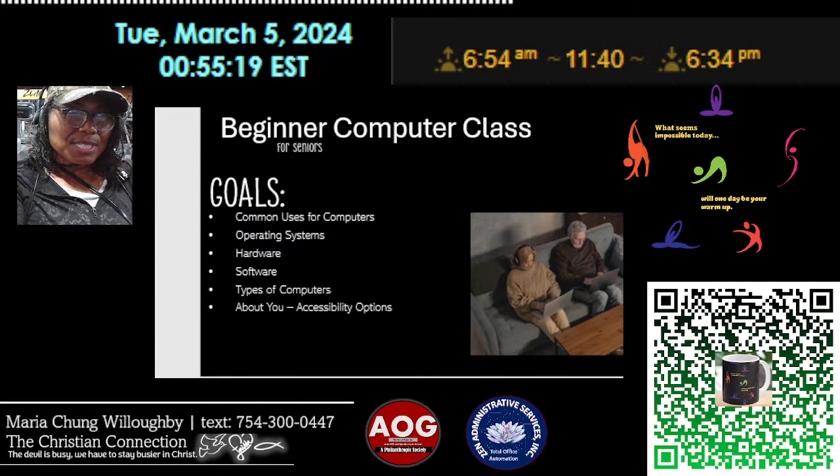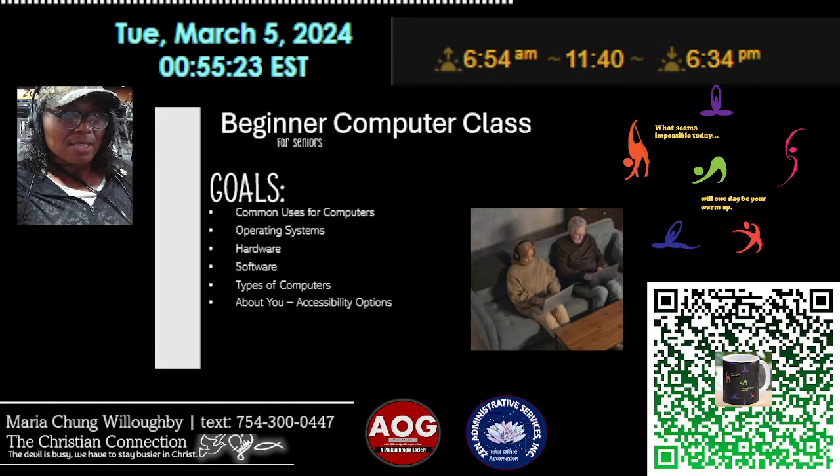Some of the goals with the senior computer class are to discuss the common uses for computers, the basic operating systems, components of the hardware, components of the software, different types of computers, and learn a little bit about the students that are in the class as far as if they have accessibility needs and that type of thing.